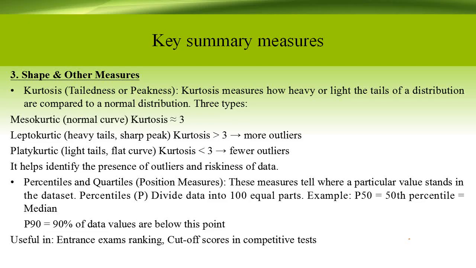Percentiles and quartiles, position measures. These measures tell where a particular value stands in the dataset. Percentiles, P. Divide data into 100 equal parts. Example, P50 equals 50th percentile equals median. P90 equals 90% of data values are below this point. Useful in entrance exams ranking, cutoff scores in competitive tests.